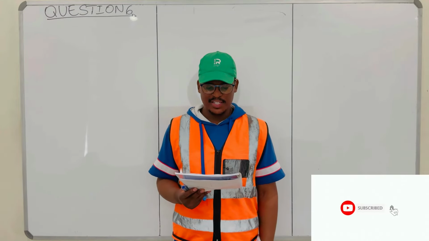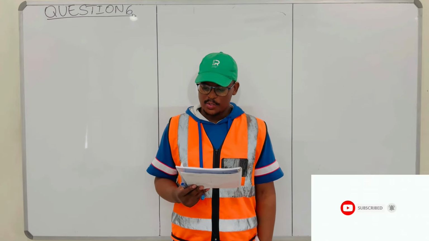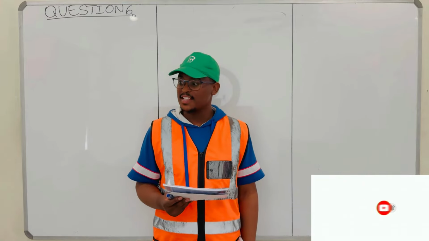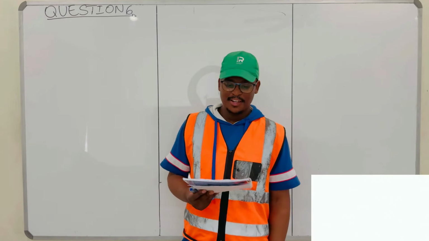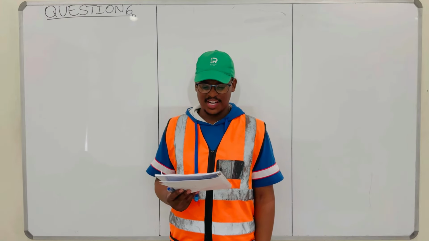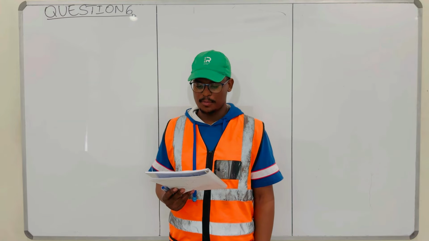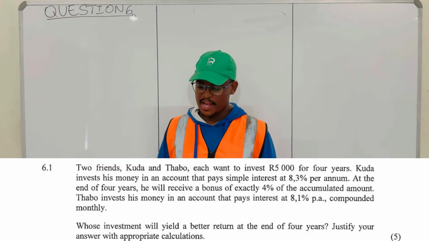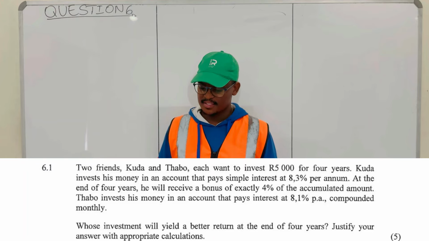So in this video, we're doing question 6 of the November 2019 question paper, Mathematics Paper 1, and the topic is financial mathematics. So I'll read the question 6.1 statement and then answer the questions that follow. So let's go. They're saying two friends, Kuda and Tabo, each wants to invest 5,000 for 4 years.